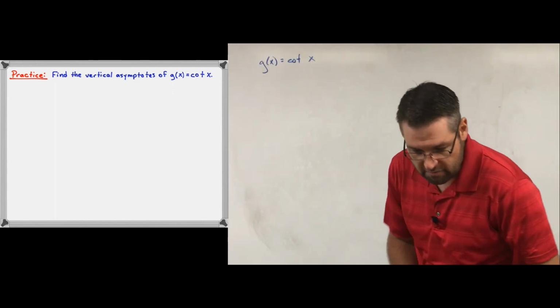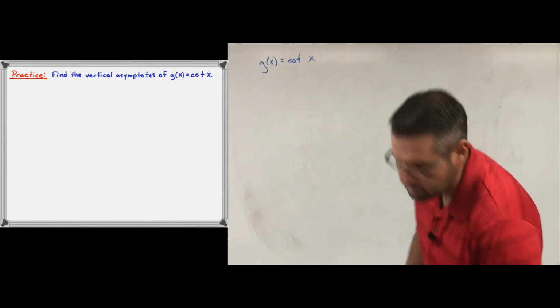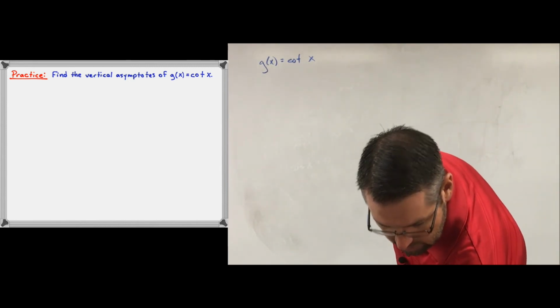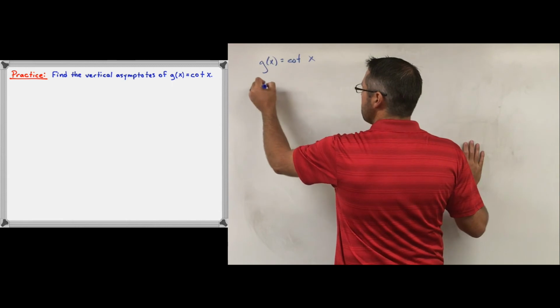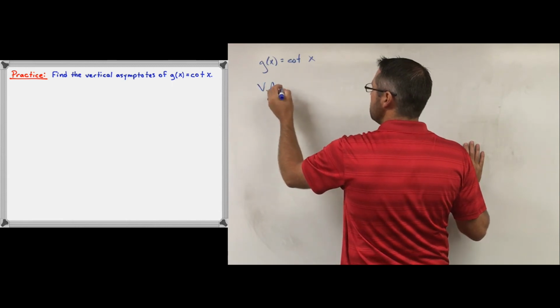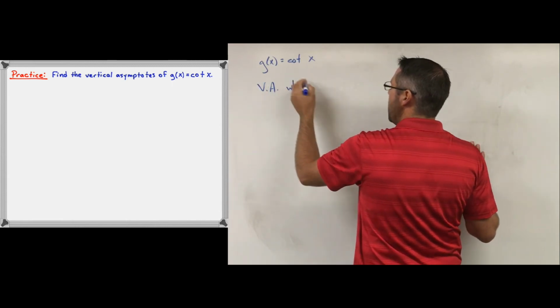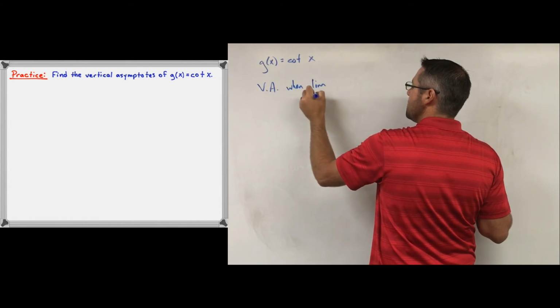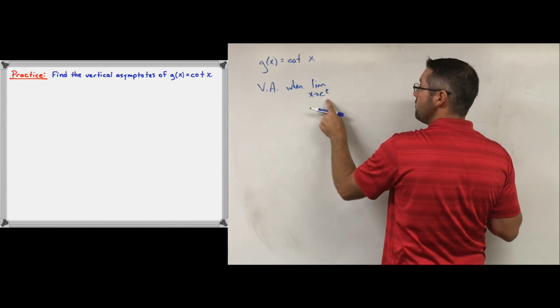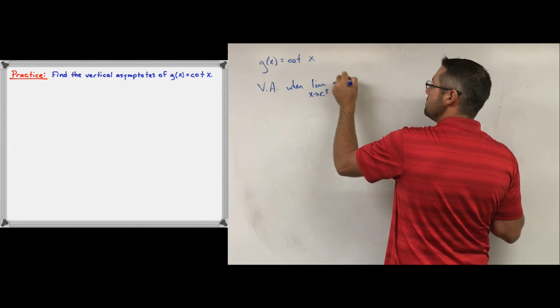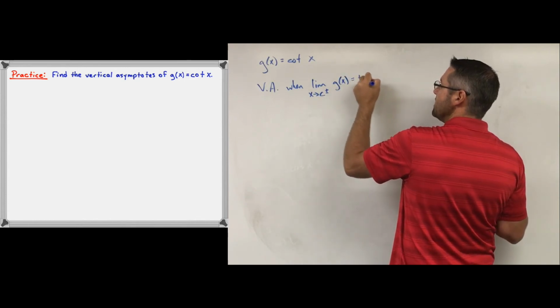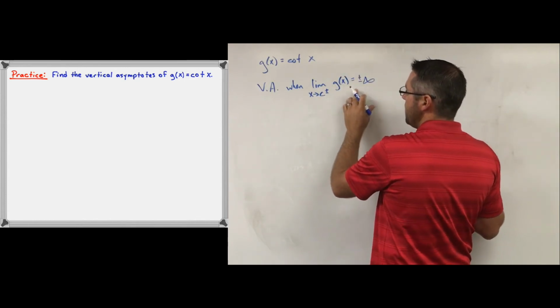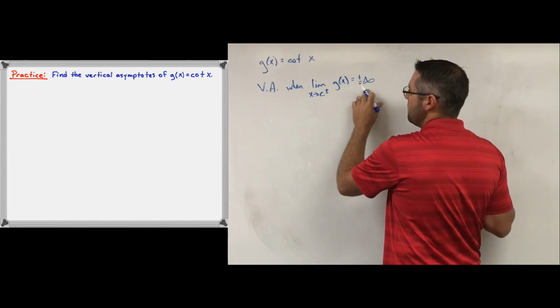All right, so we have cotangent of x, and we are looking for vertical asymptotes. So vertical asymptotes occur when the limit as x approaches some constant from the left or right of the function is equal to plus or minus infinity. Well, again, how do I get plus or minus infinity? I get it when I'm dividing by 0.